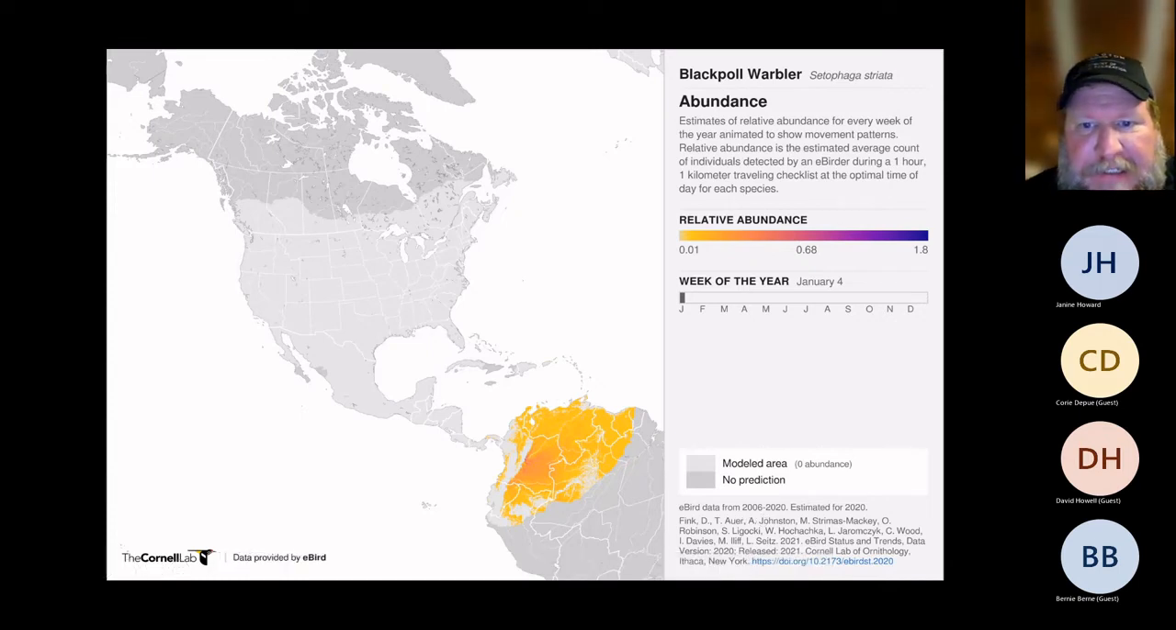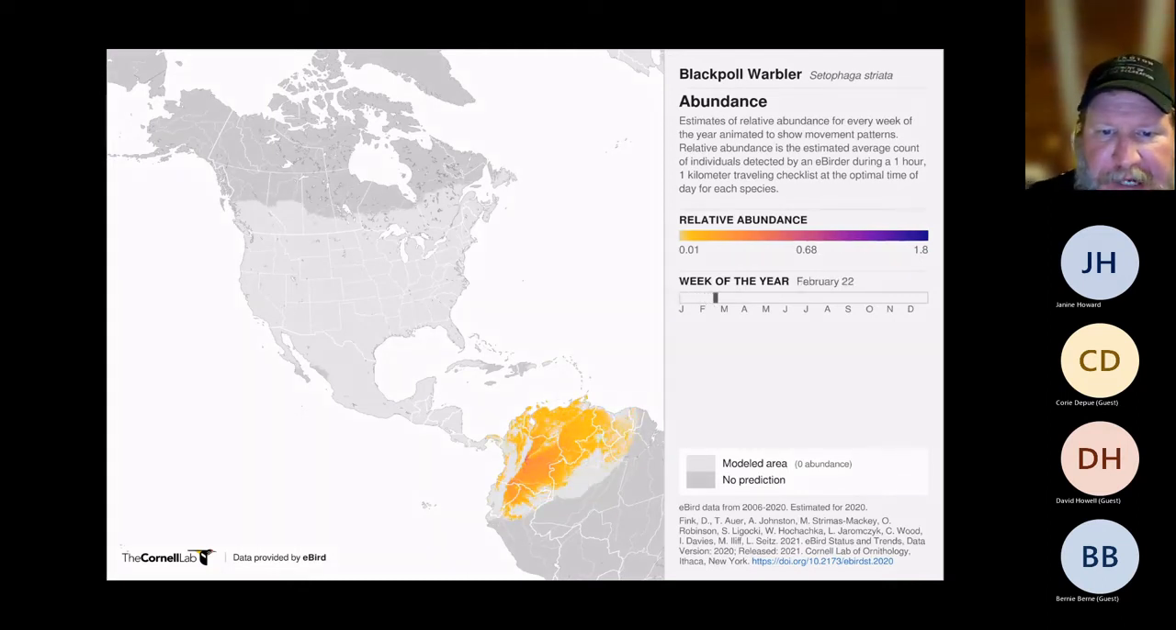And what they've done is they've compiled it into this animated map. I'm going to start it, and it's going to show how this population of blackpoll warblers, a small warbler, one of our later warblers, moves. They're usually in our area in May. It shows where they're being seen, and it gives you an idea of where, how, and when they move in migration.